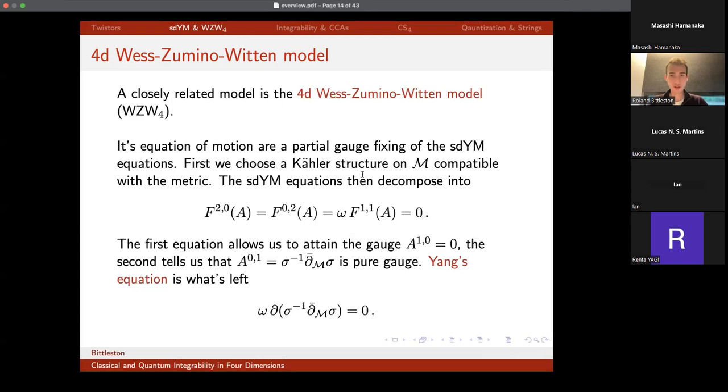But if we choose a Kähler structure which is compatible with our metric, then the self-dual Yang-Mills equations decompose in this way. There's a component which is (2,0) in the complex structure, a component which is (0,2), and then there's a term which is proportional to the Kähler form. So omega here is the Kähler form.